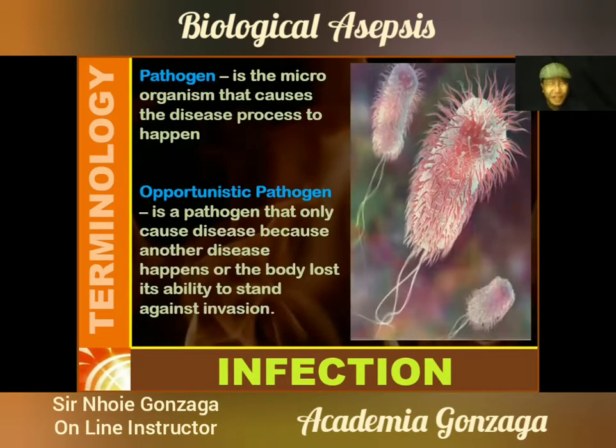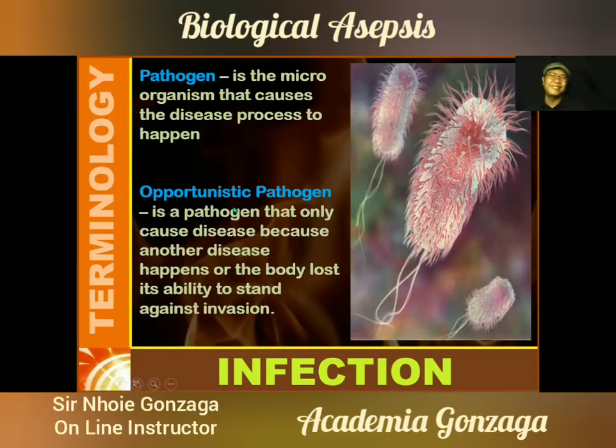What is a pathogen? A pathogen is a microorganism that causes the disease process to happen. So, your pathogens may include virus, bacteria, protozoa, parasites, okay? So you call them pathogens, meaning these are the microorganisms that cause the disease to happen. How about opportunistic pathogen? From the word opportunity, these pathogens are only waiting for the time when there is opportunity and they will strike.